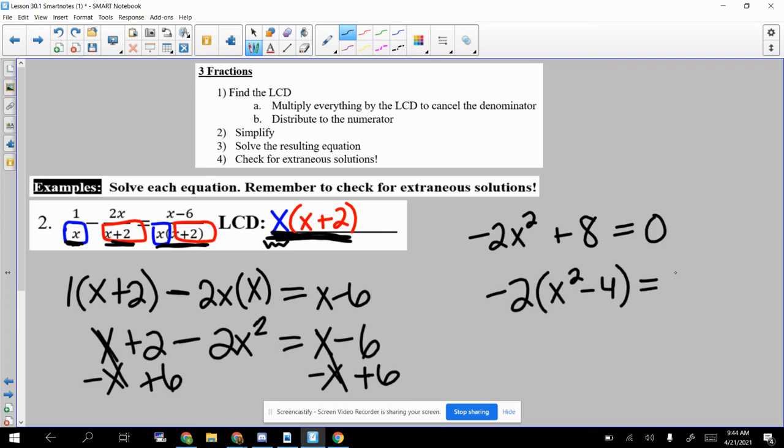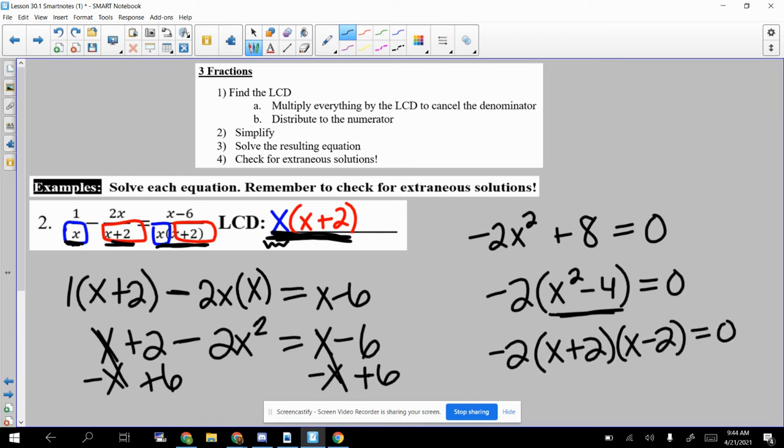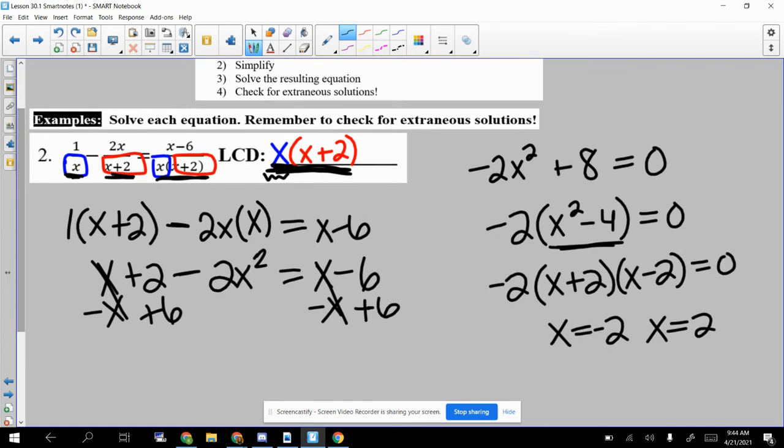So that's nice because in this one, we know x squared minus 4 is a difference of 2 squares. So I can write that as x plus 2, x minus 2. And if I set those equal to 0, I'm going to get x equals negative 2 and x equals positive 2.